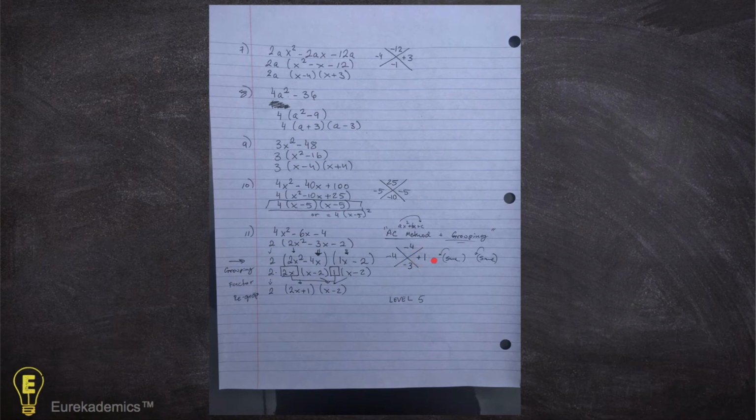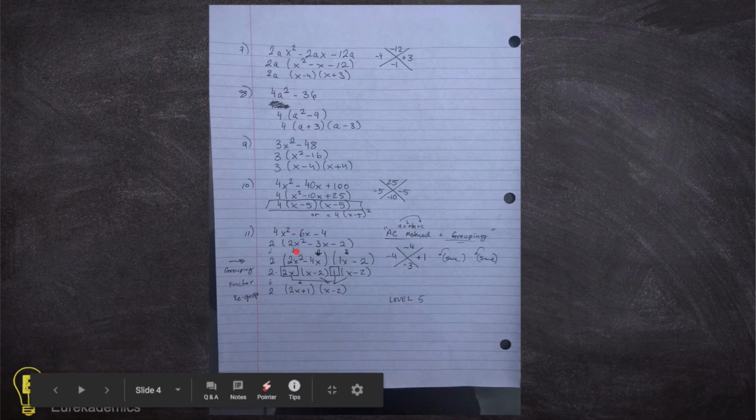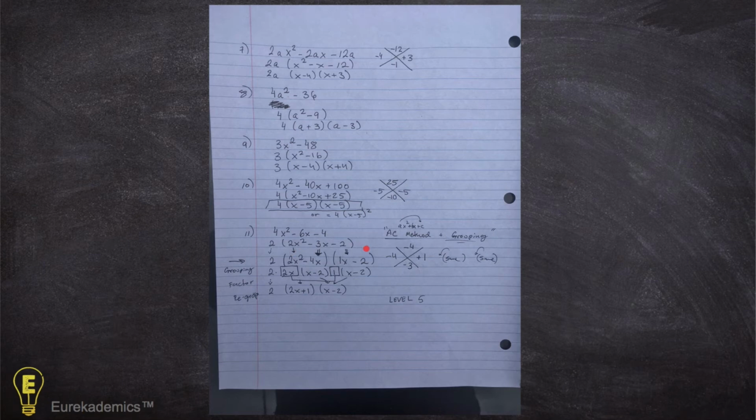So watch what happens once you discover these numbers, how we apply them. So you're going to take your first term, 2x squared, and leave it. And then you're going to combine this negative 4 with an x and close your first set of parentheses. For your second set, you're going to take your second answer number with an x and then put the last number next to it. So you have 1x minus 2.